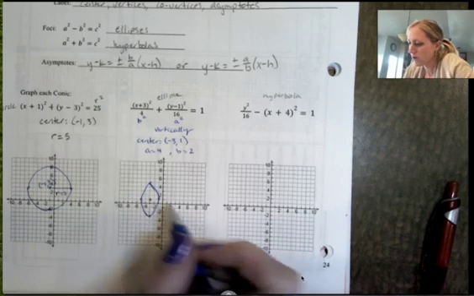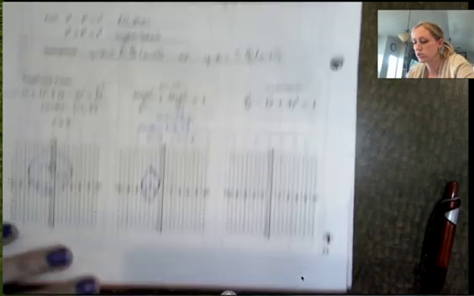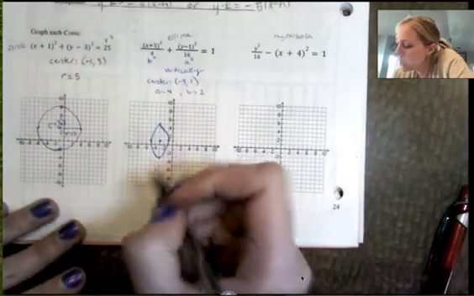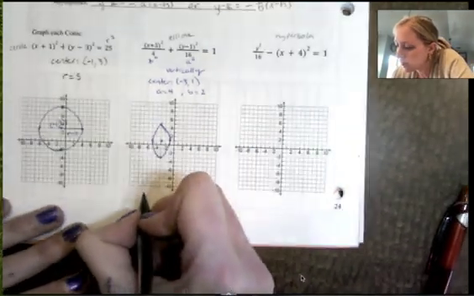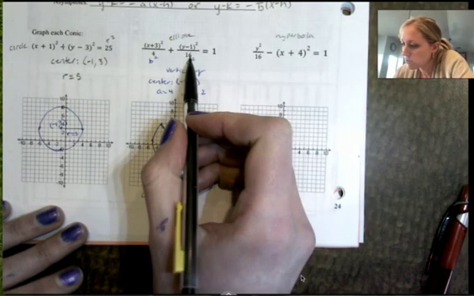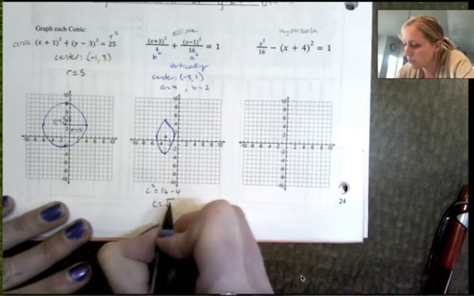Okay, so again here, and again, foci are really hard to label here, so I'm actually just going to determine what the foci are and write them down here. So remember, foci for an ellipse are c squared equals a squared minus b squared, so 16 minus 4. So c is equal to the square root of 12.